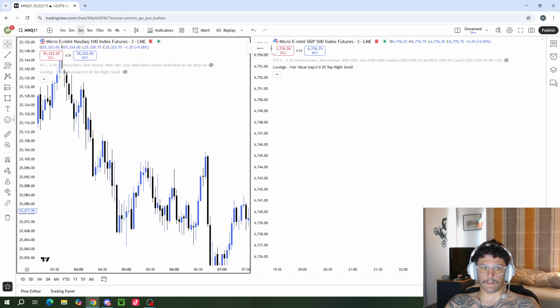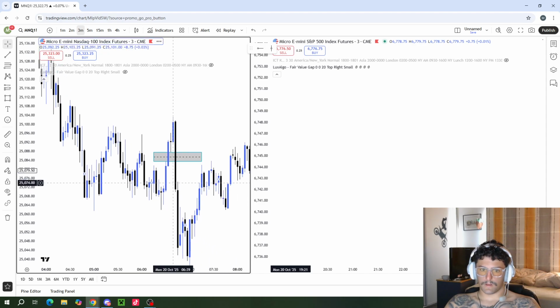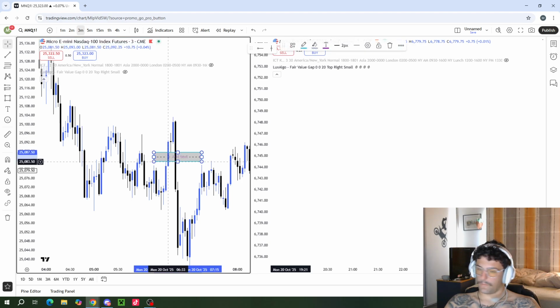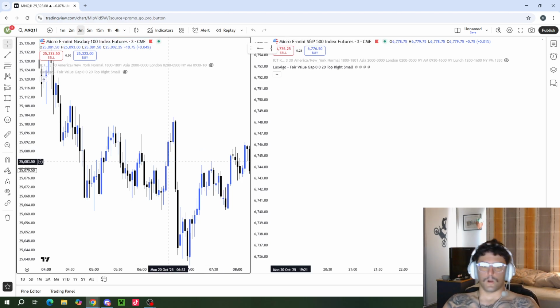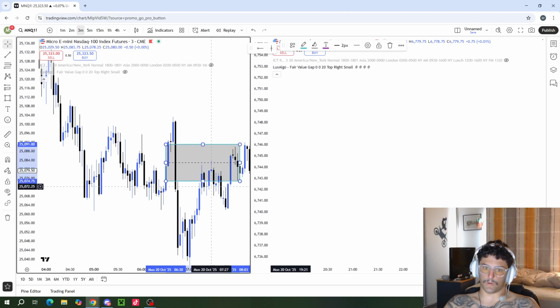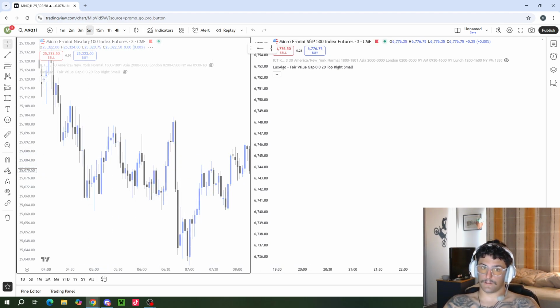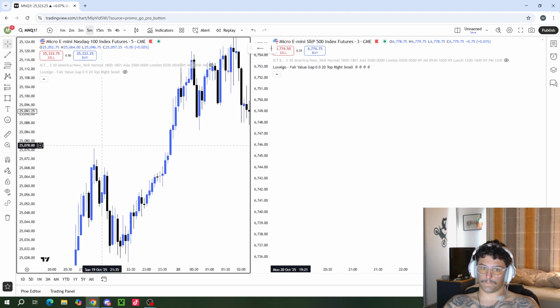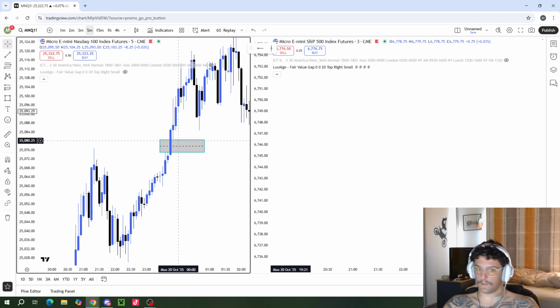Example number 1. Bullish example. Boom. Bullish fair value gap. Where's the bearish one? Oh, I wonder where. Boom to boom. You can find these across any time frames. I'm on the 3 minute, the 5 minute, here to here. Easy.